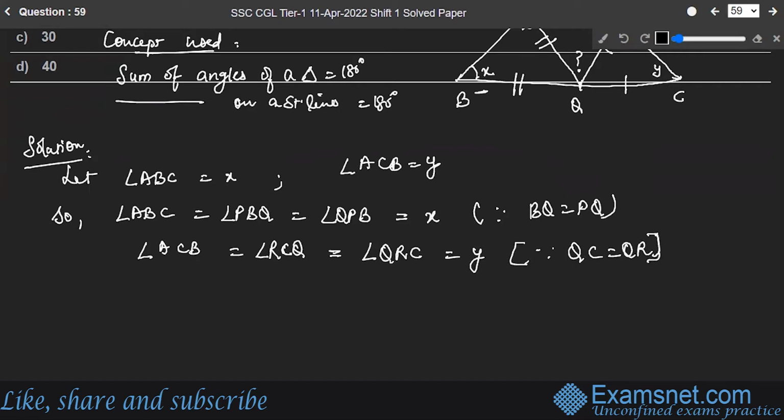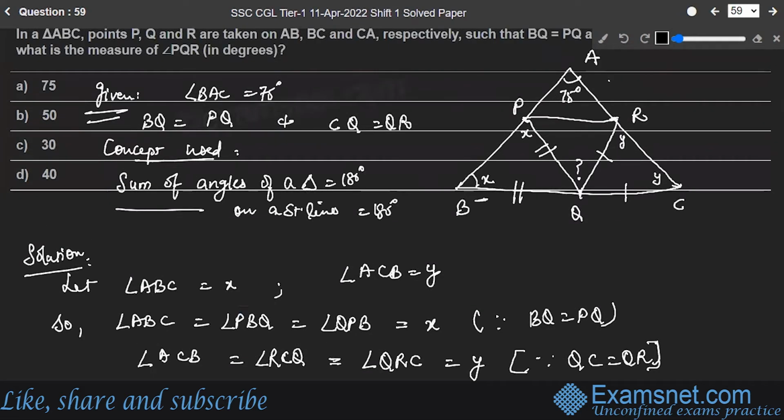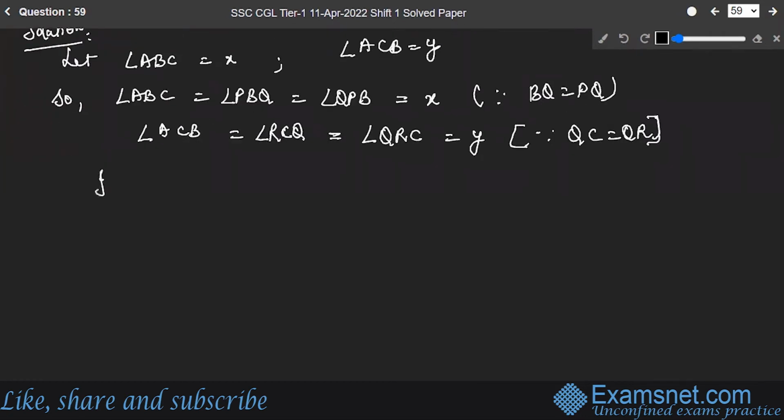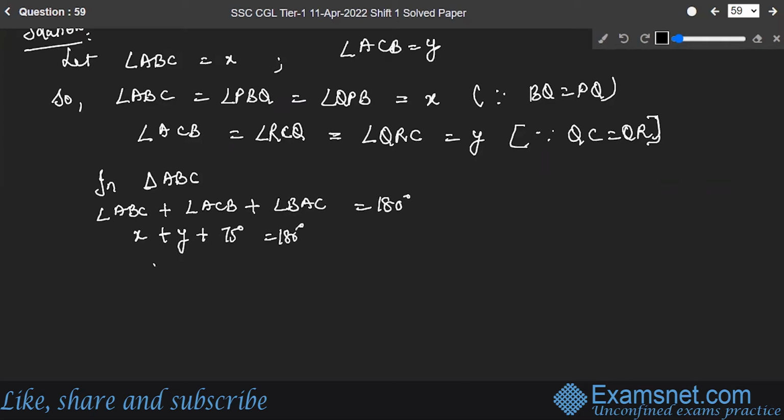Right, now let's take the bigger triangle ABC. The sum of the three angles is equal to 180 degrees. In triangle ABC, angle ABC plus angle ACB plus angle BAC is equal to 180 degrees. Angle ABC was X, angle ACB was Y, and BAC is given to us as 75 degrees. So X plus Y is equal to 180 minus 75, that is equal to 105 degrees.